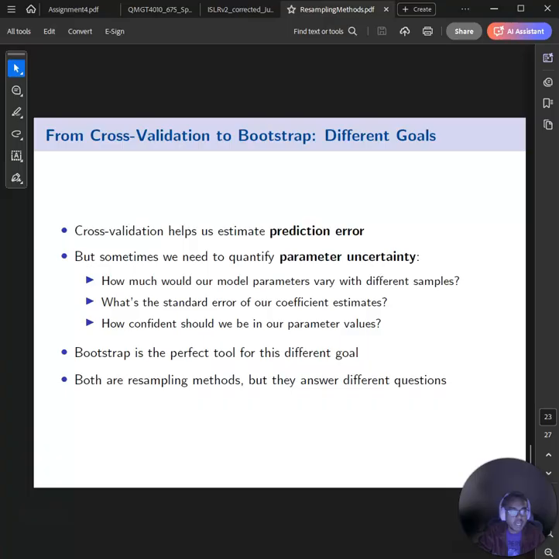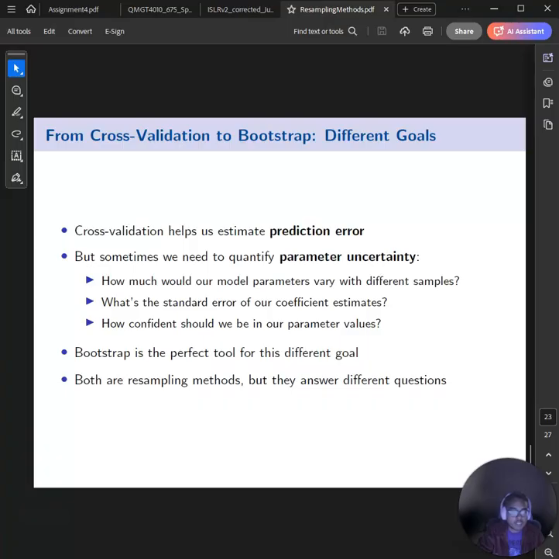So far, we have focused on cross-validation as a way to estimate prediction error. We have looked at the question of how well our model will generalize to new data. But sometimes we have a different goal. We want to quantify the parameter uncertainty because we are interested in how our model parameters would vary if we had sampled different data, or what is the standard error of our coefficient estimates, or how confident we are in our parameter values. This is where the Bootstrap comes into play.